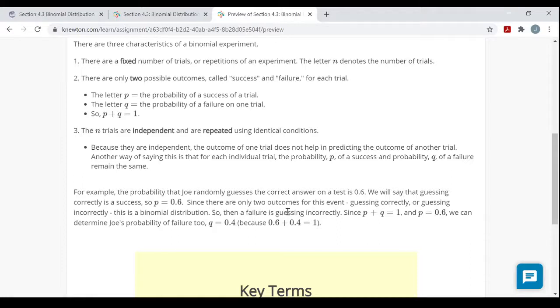Since there are only two outcomes for this event, you guess correctly or you guess incorrectly, right, binomial. This is a binomial distribution. So then failure is guessing incorrectly, and the value of q would have to be 0.4. So the probability of getting a problem wrong is 40% if the probability of getting a problem right by guessing is 60%.